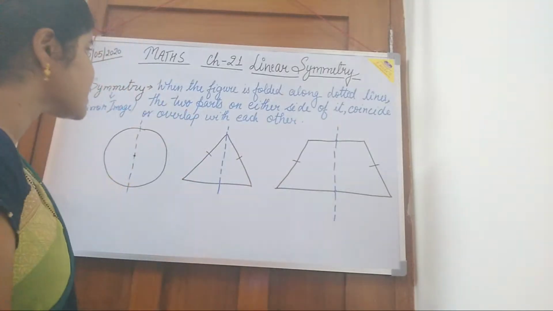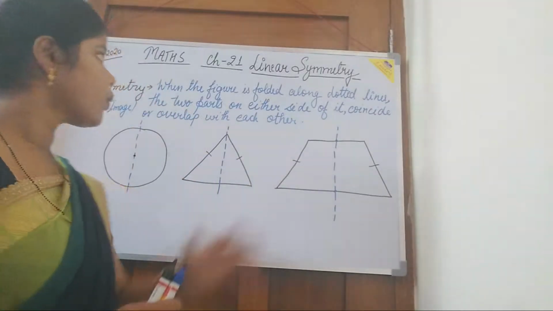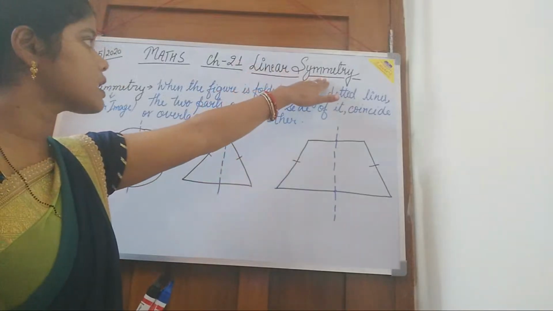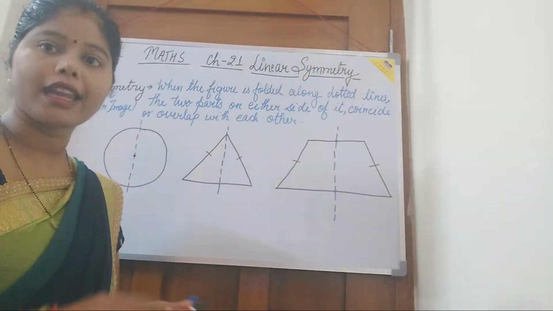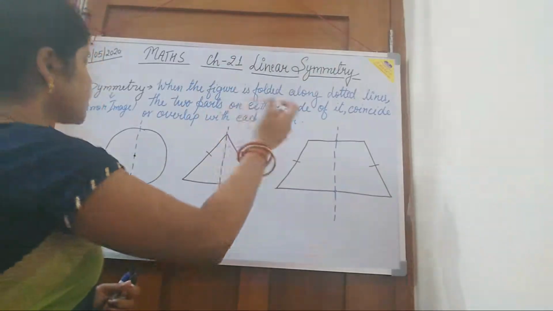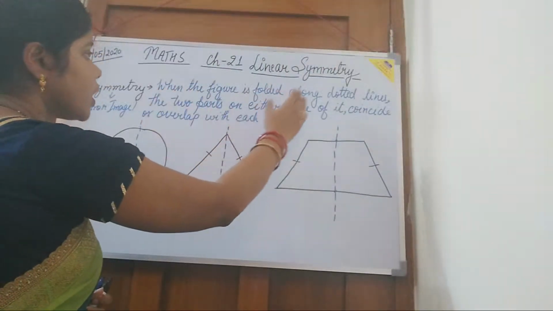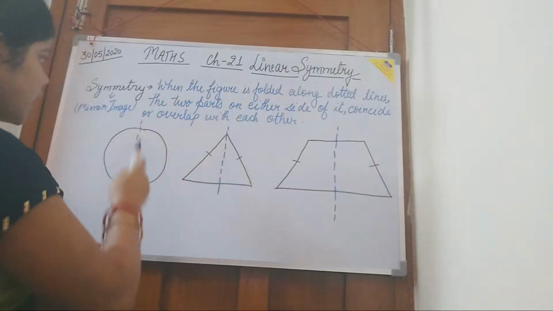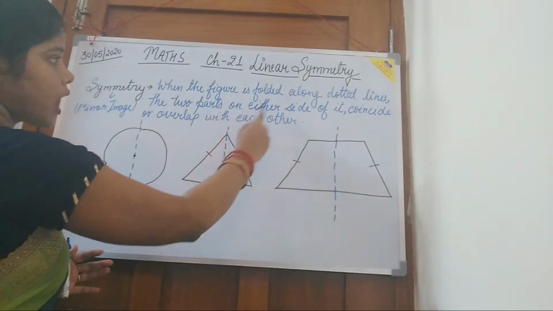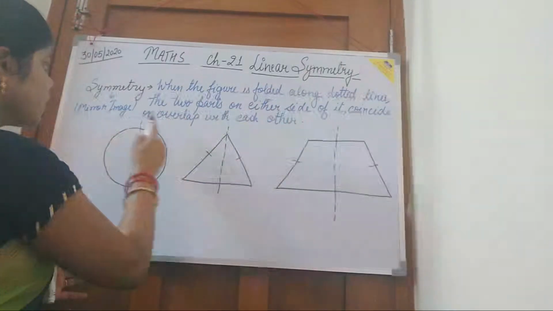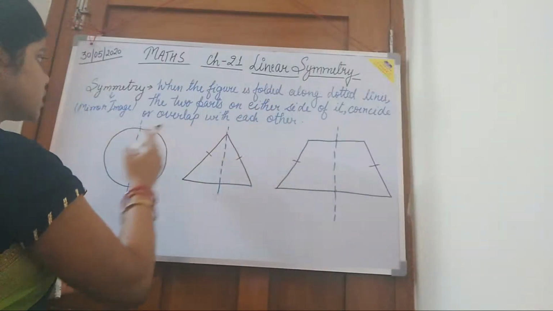So what exactly is symmetry? Linear means exactly on a line. Line indicates the linear. And symmetry means when the figure is folded along the dotted lines, the two parts on either side of it coincide or overlap with each other.